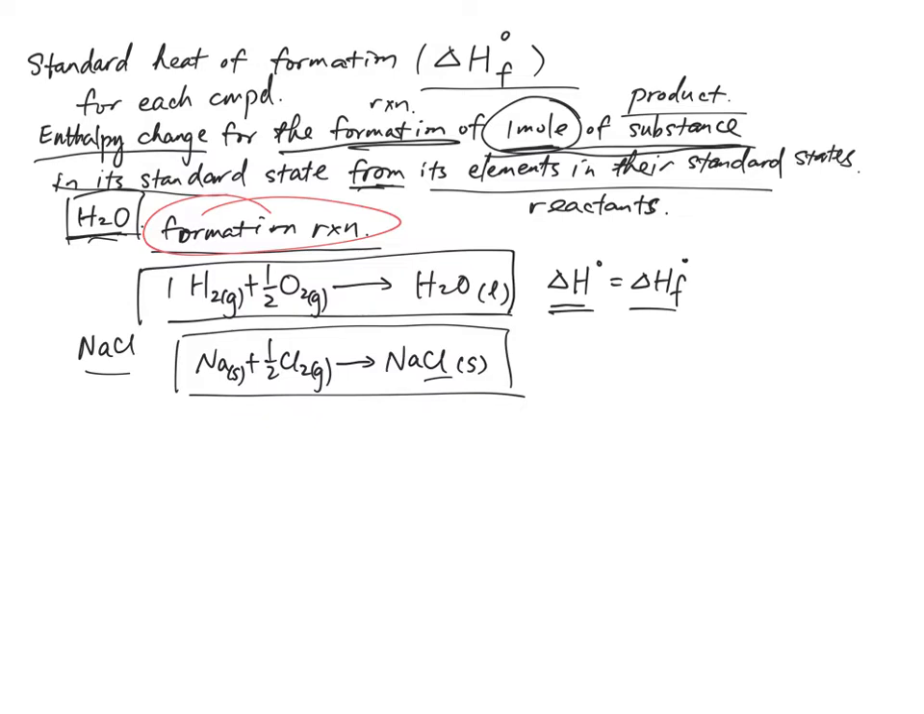Burning hydrogen in oxygen makes water. We already know that one. If you put sodium metal and chlorine gas together, you will end up making sodium chloride salt.